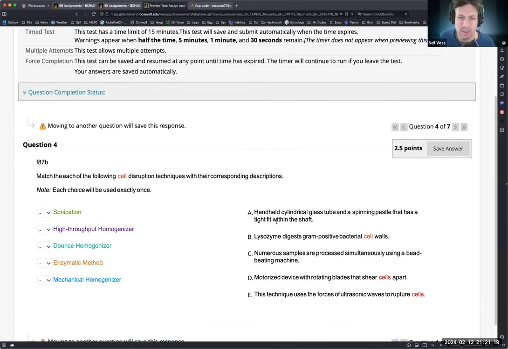All right, so here we have a lot of different cell disruption techniques. Might require you to consult the lecture slides a little bit. Handheld cylindrical glass tube, spinning pestle, tight fit, that is my Dounce homogenizer. Lysozyme digests gram positive bacteria cell walls. Lysozyme is an enzyme. Numerous samples are processed simultaneously using a bead beater machine. Simultaneously, that would involve being high throughput, one could say. So that would be C, motorized device with rotating blades that shear cells apart. I had a nice picture of that one. It's got like a drill almost. This technique uses forces of ultrasonic waves to rupture cells. So that's the process of ultrasound or sonication, if you will. And so that one is E.